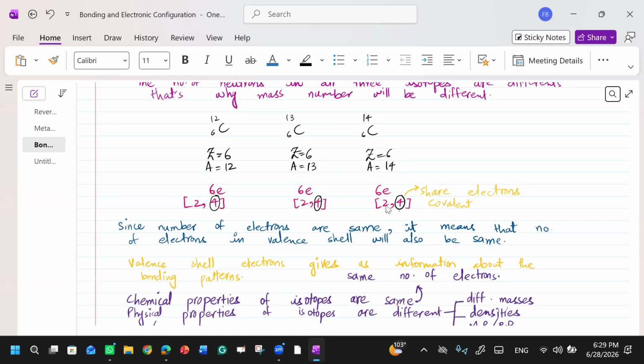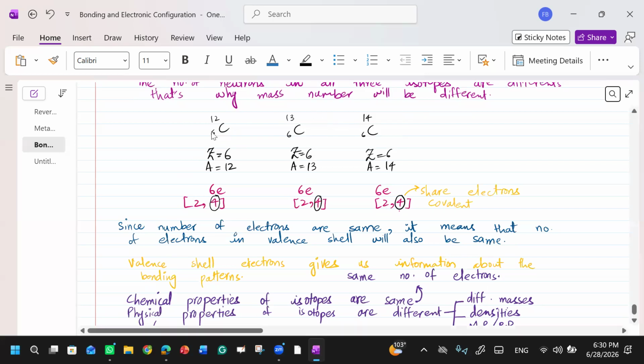Okay, there will be the same number of electrons in the valence shell, and that is why we say that the chemical properties of the isotopes are the same, because they are dependent on the valence shell electrons. How many electrons are there in the valence shell? Since they are the same in all, that's why their chemical properties will be the same.